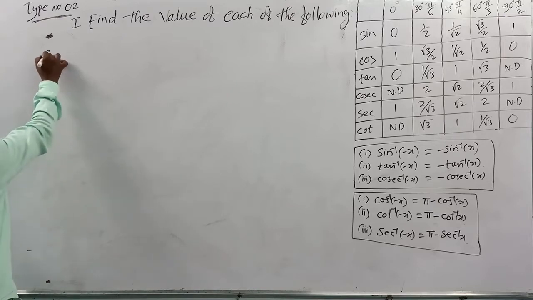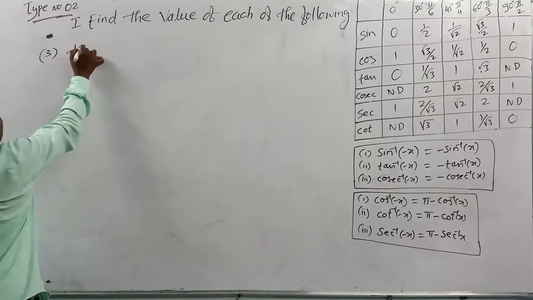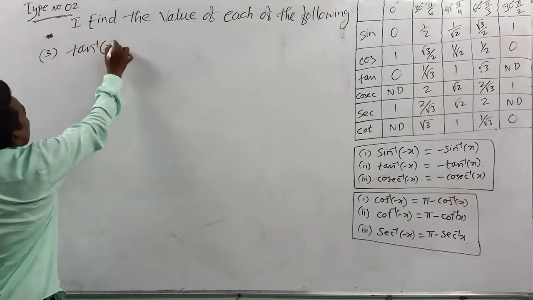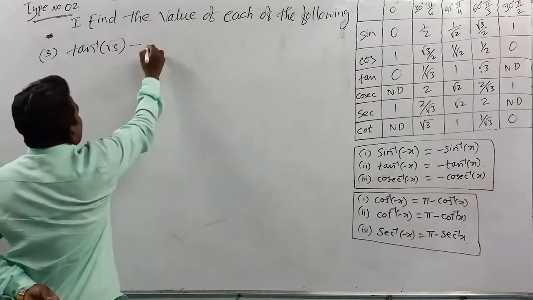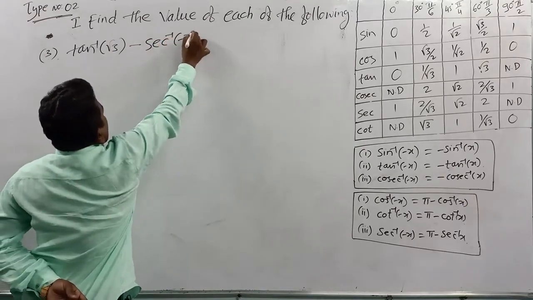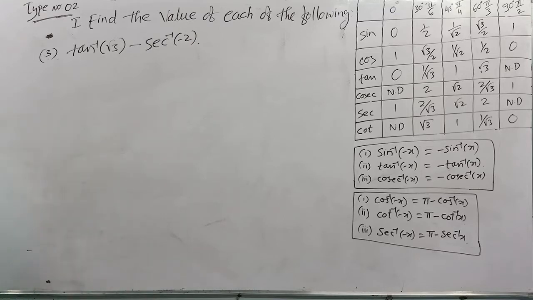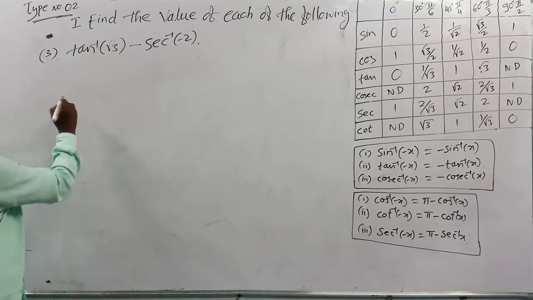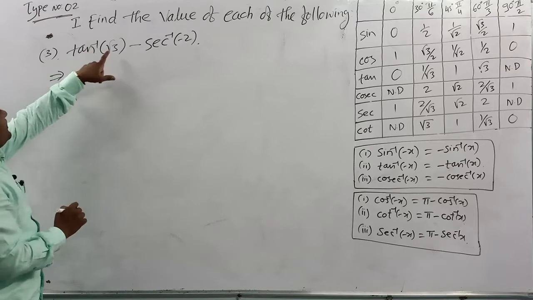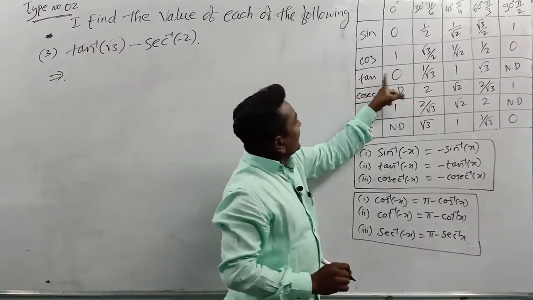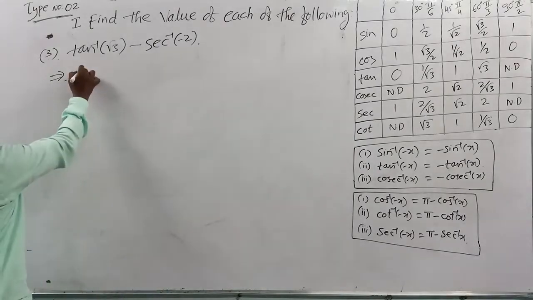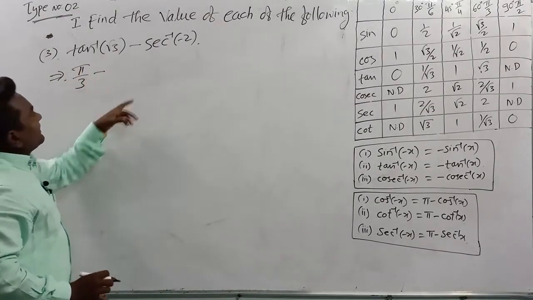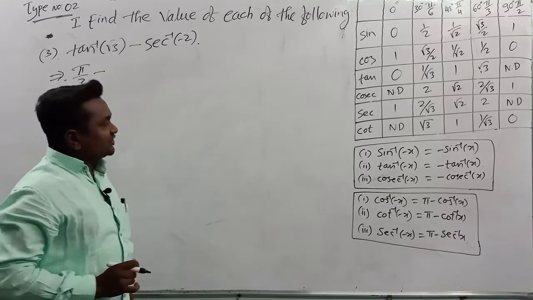Third one is tan inverse root 3 minus sec inverse minus 2. Sec inverse minus 2. Now simplify. So tan inverse root 3 value is pi by 3. Pi by 3 minus, replace the value for sec inverse minus 2.